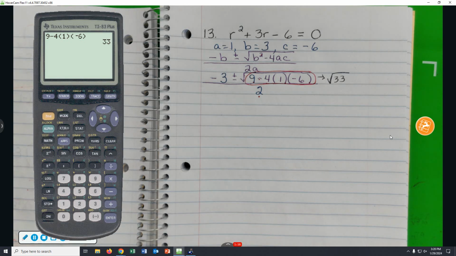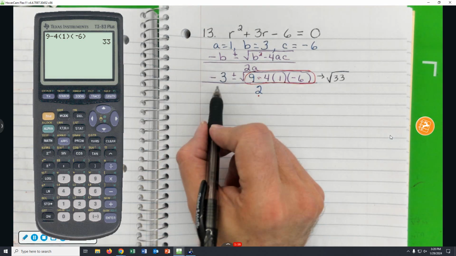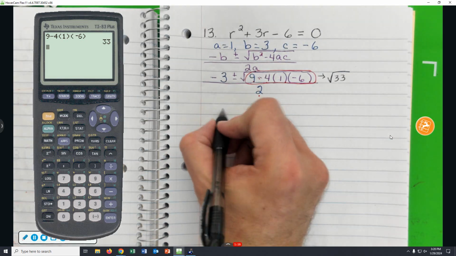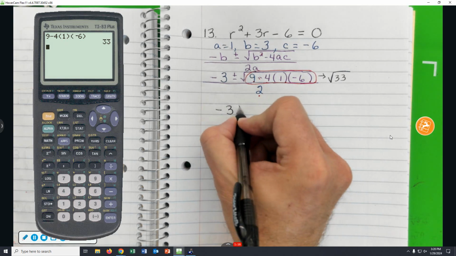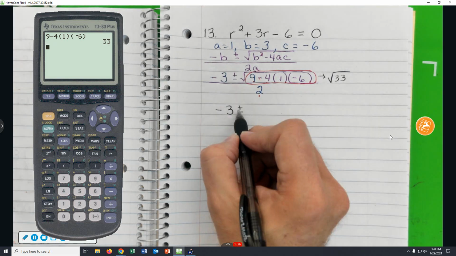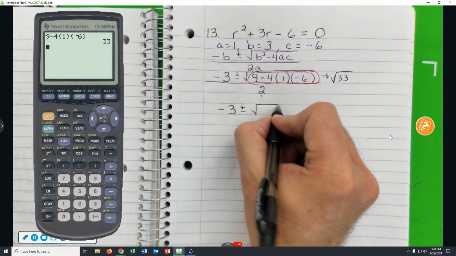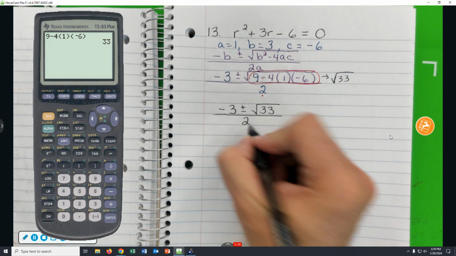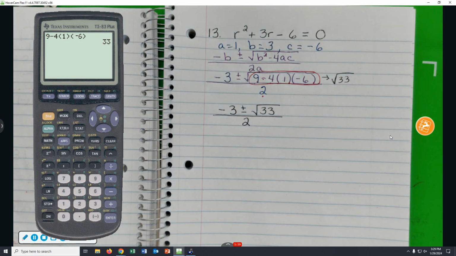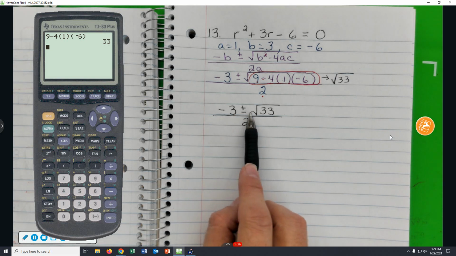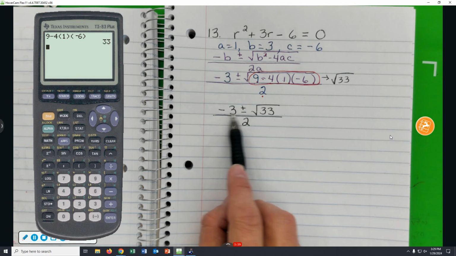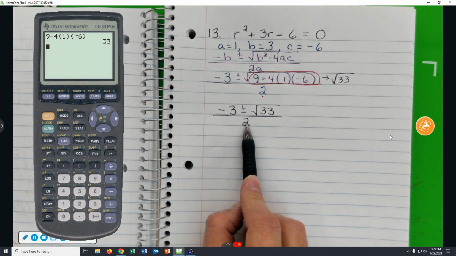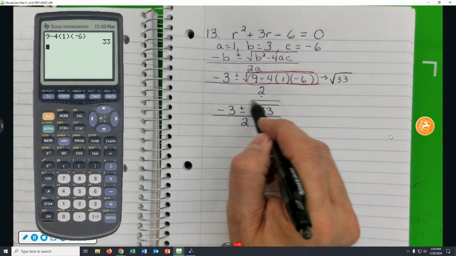Nah, 3 times 11 are the only numbers that divide evenly into 33, and those are not perfect squares. So we have negative 3 plus minus square root of 33 all over 2. Can I reduce this? No. What number divides evenly into 3, 1, and 2? Well, nothing but 1. So we leave it like that.